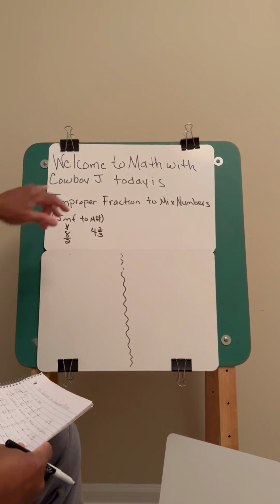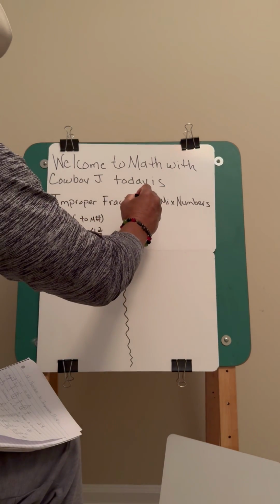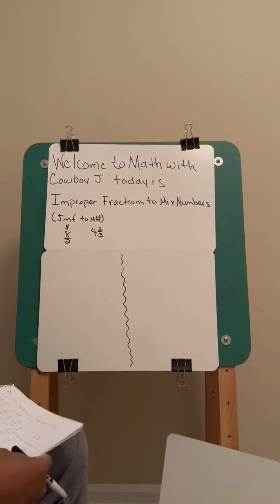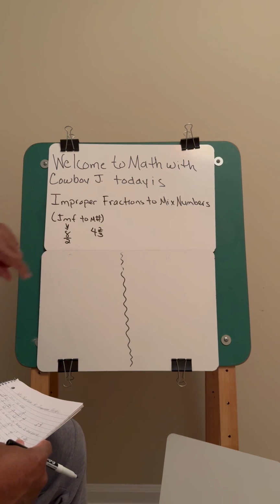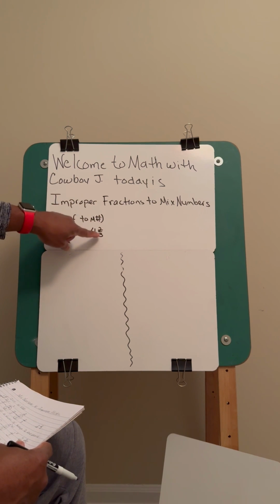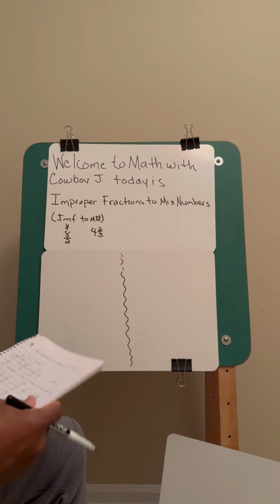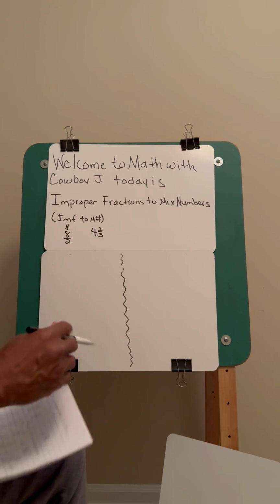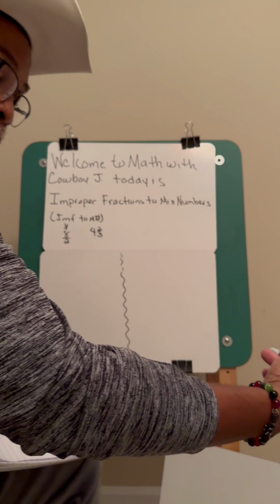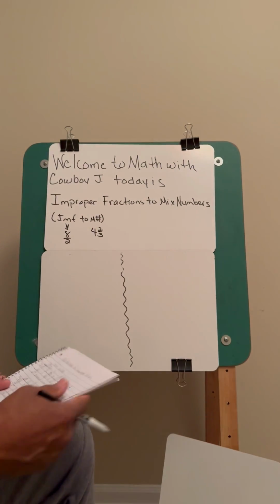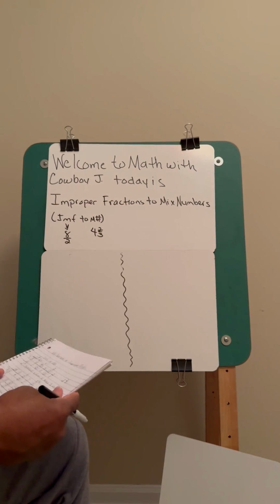Today we're going to be turning improper fractions into mixed numbers. An improper fraction is when the numerator is larger than the denominator. A mixed number is when you have both a whole number and a fraction together. Let's get into it. We're going to do two ways. For those who don't quite know how to divide, we're going to use subtraction. For those who know how to divide, we're going to use division.